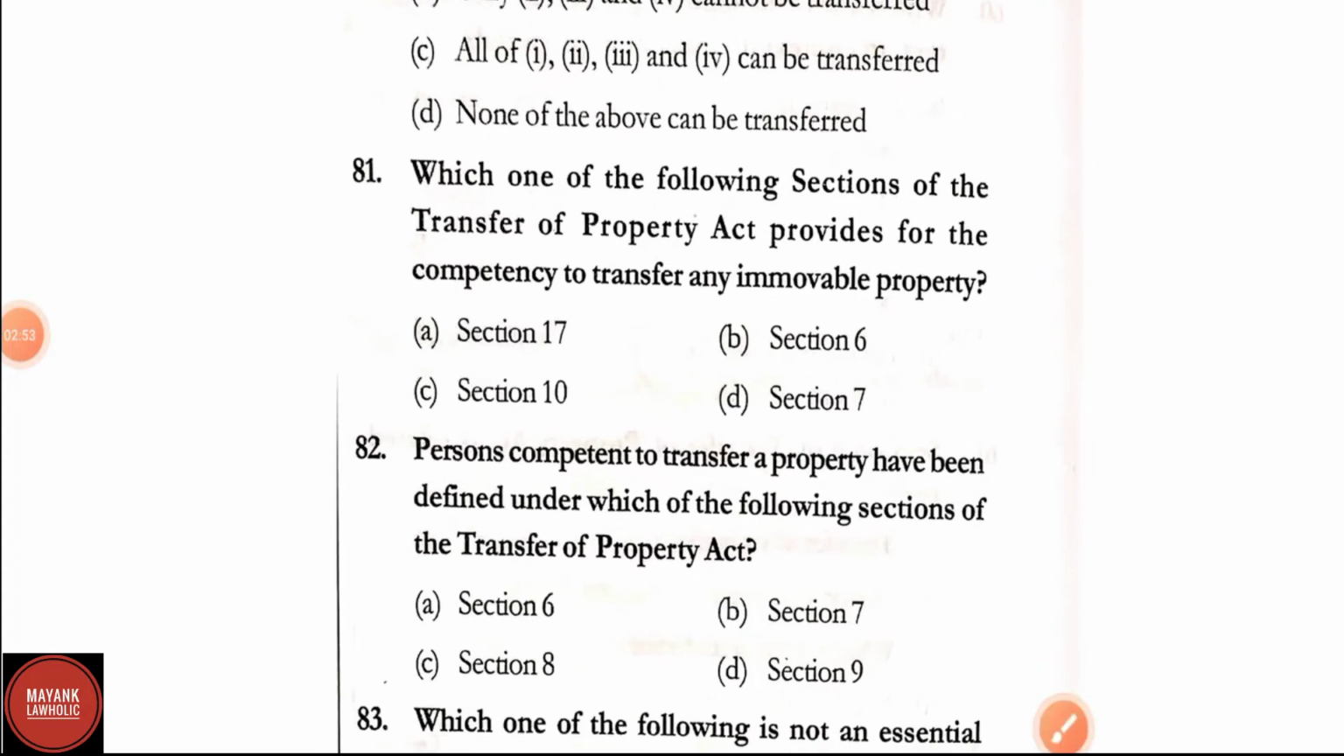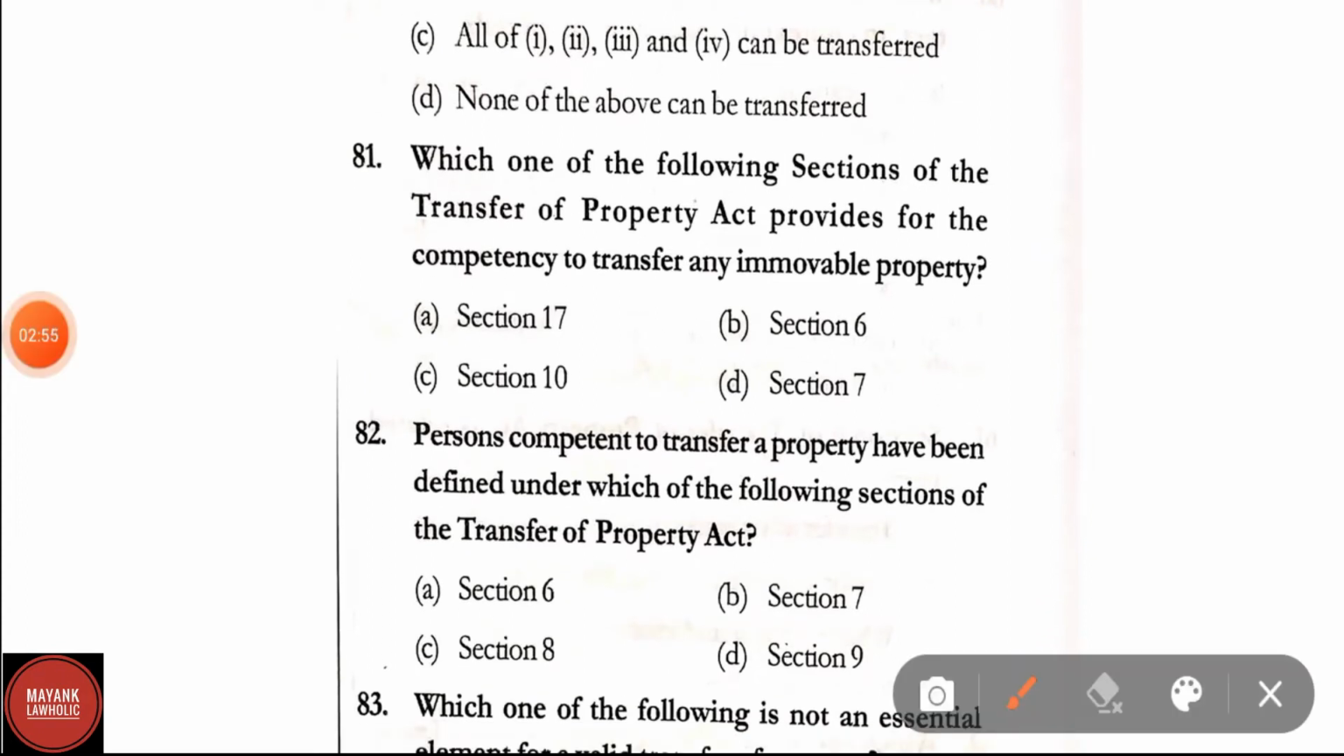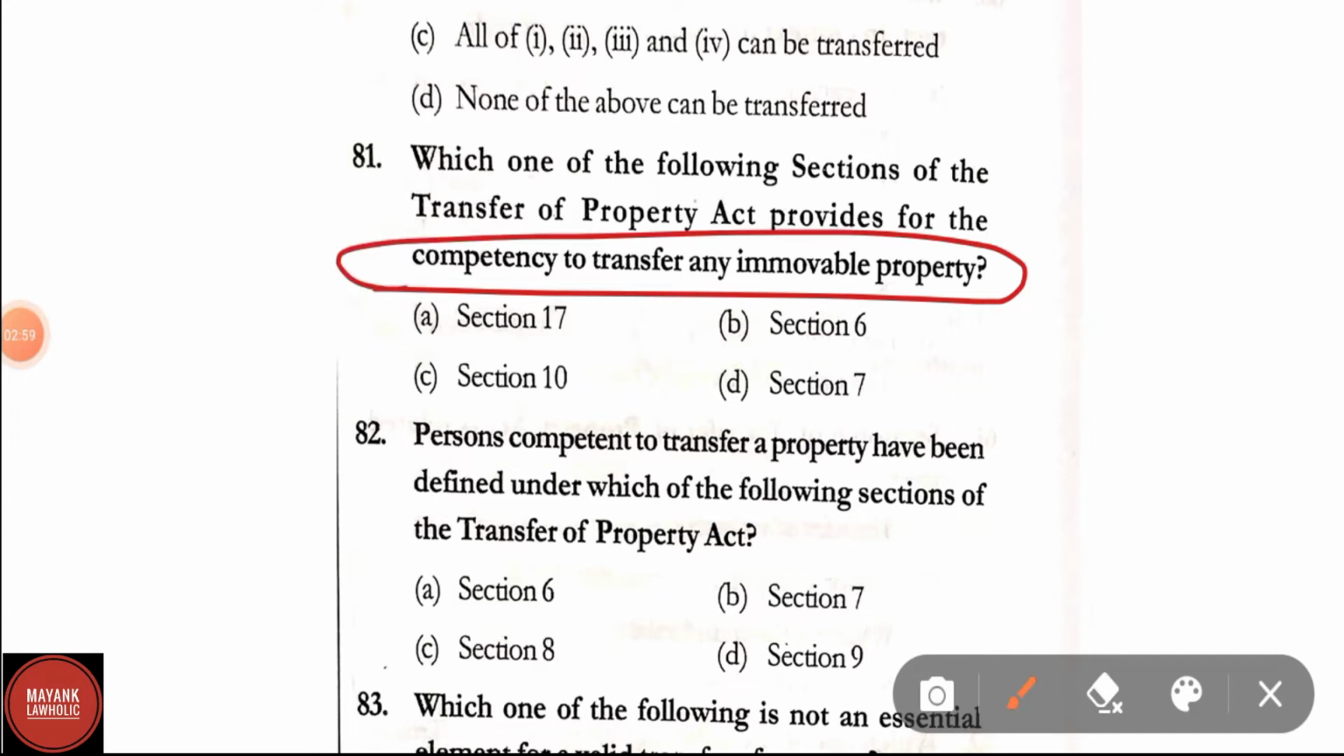Question number 81. Which one of the following sections of TPA provides for the competency to transfer any immovable property? Options are Section 17, Section 6, Section 10, Section 7. Correct answer is option D, that is Section 7.